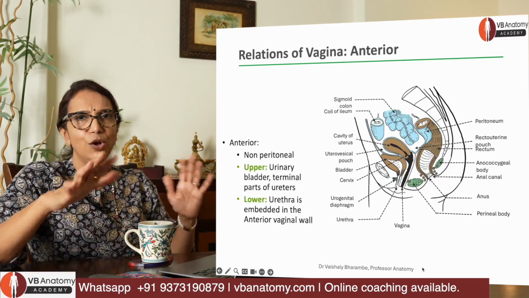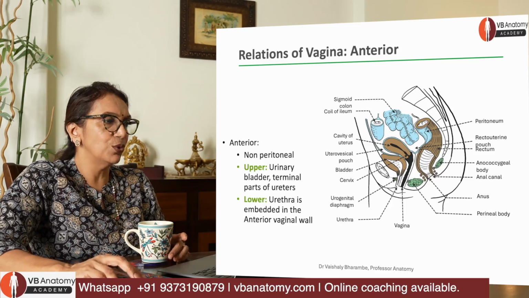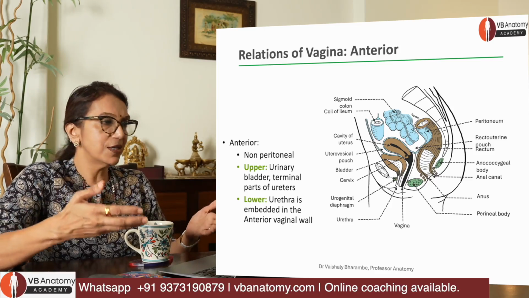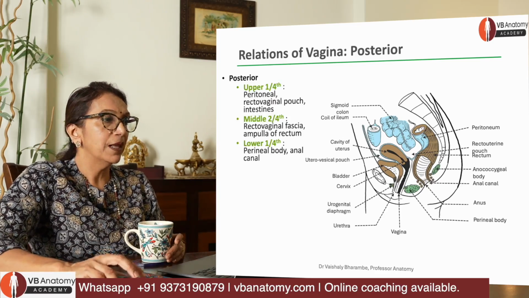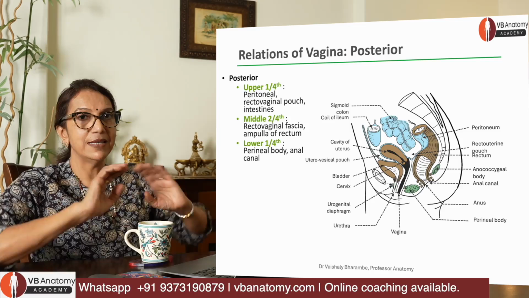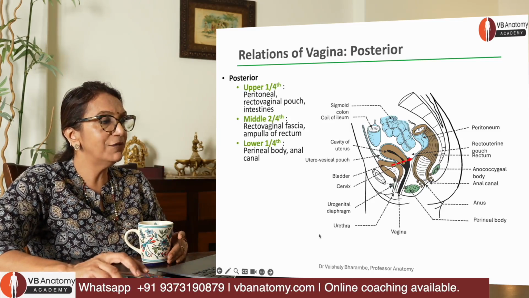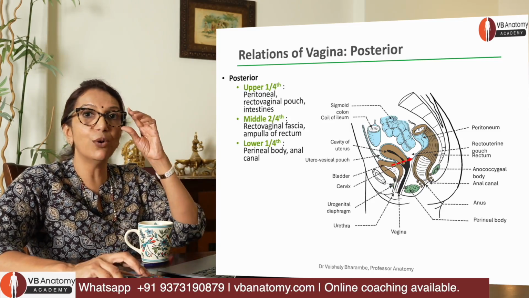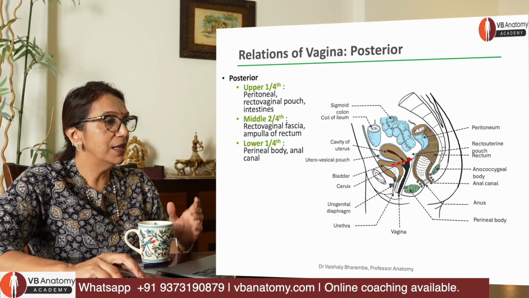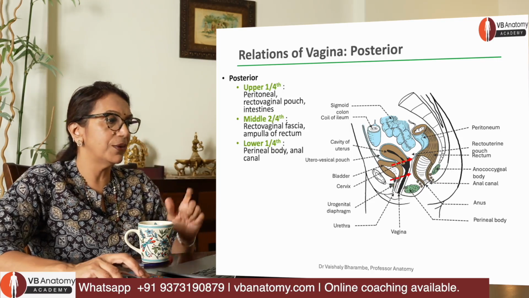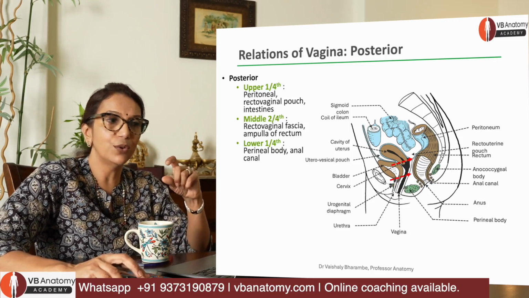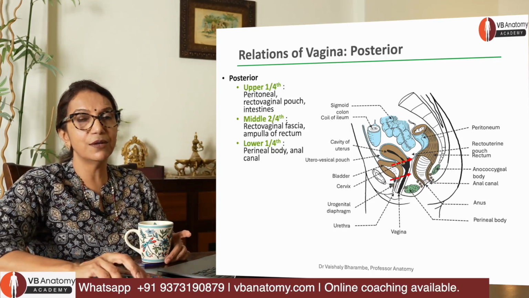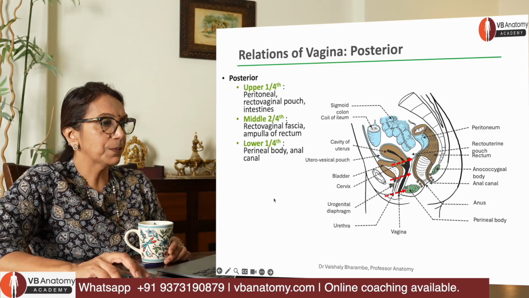Upper part, this is all common sense, upper part is related to the urinary bladder. Lower part is related to the urethra. Posterior wall is quite extensive. You can divide it into upper 1/4, which is related to the pouch of Douglas. By now these answers I am sure are already coming to your mind. The middle part, 2/4, is related to the rectum, and the lowermost 1/4 is related to the anal canal. So that's the whole vagina posterior wall we are looking at.